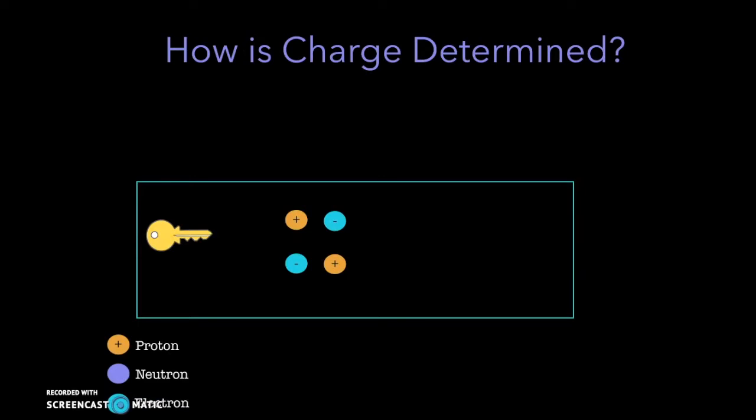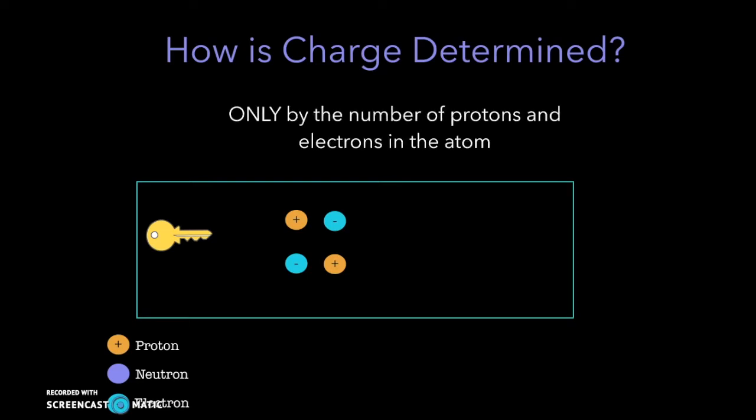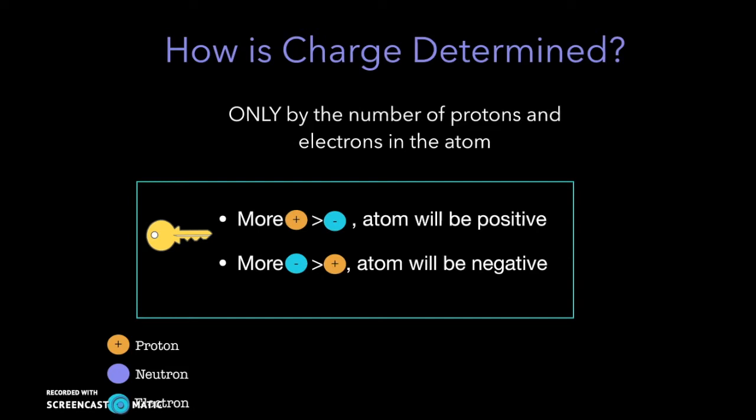So once we know that charge is determined by protons and electrons, how can we determine what the charge is going to be? We know that if we have more protons in an atom than electrons, our overall charge is going to be positive. Also, if we have more electrons, which is more of a negative charge, than protons, our overall atom will become negative.